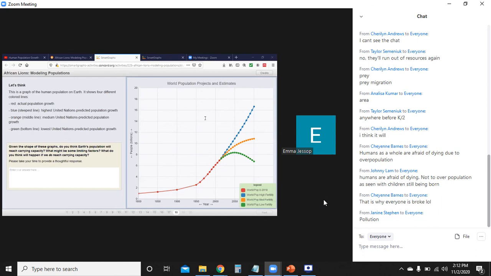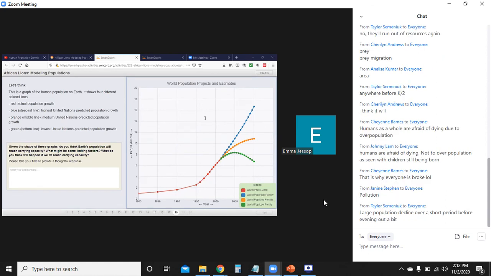I think if we do reach carrying capacity, obviously we're going to have very limited resources because we're all fighting for the exact same resources. And kind of like the crash course video we watched was talking about, we're in a mass extinction event currently, so there could be some sort of natural disaster that wipes out a lot of the population or a majority of the population. Mm-hmm. Yeah. And just like Taylor said in the chat, a large population decline over a short period before evening out a bit.